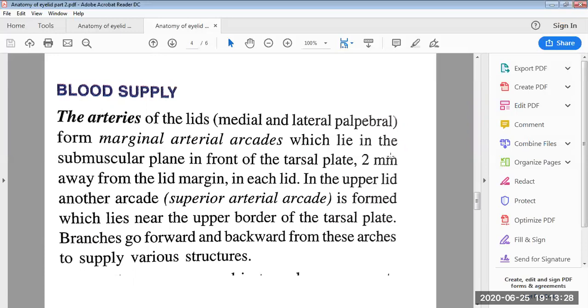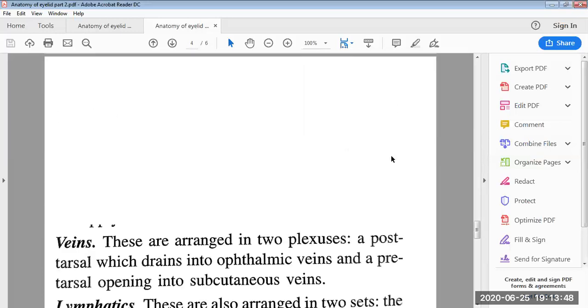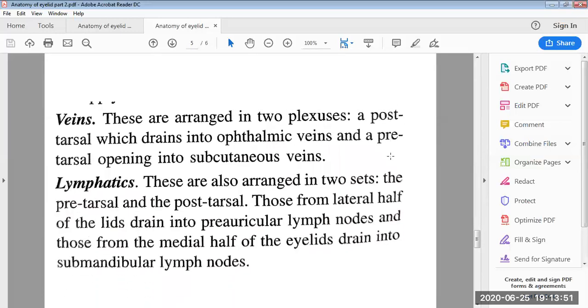They lie 2 millimeters away from the lid margin in each lid. In the upper lid, another arcade, called the superior arterial arcade, is formed, which lies near the upper border of the tarsal plate. The branches go forward and backward from these arches to supply various structures. Next are the veins. The veins of the eyelids are arranged in two plexuses, a post-tarsal and a pre-tarsal plexus. The post-tarsal plexus drains into the ophthalmic veins, and the pre-tarsal plexus opens into the subcutaneous veins.